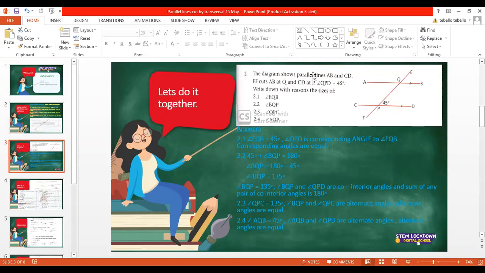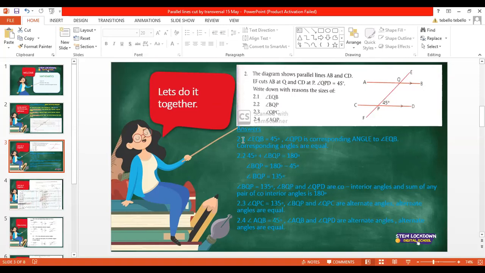All right, so angle QPD equals 45 degrees. Angle QPD, you'll see it forms something like an L, which makes our angle right here. So the question is: write down, with reasons, the size of 2.1, angle EQB.